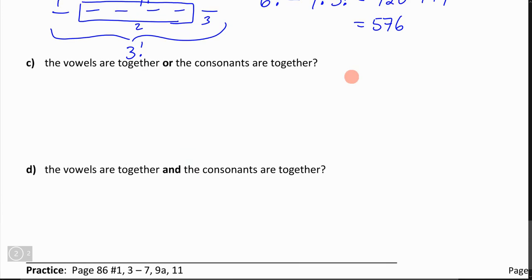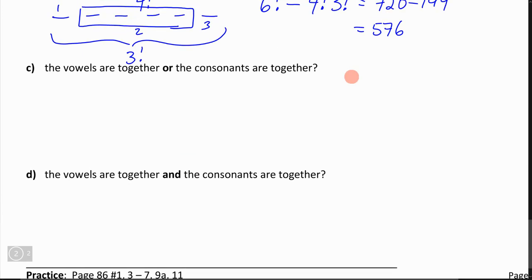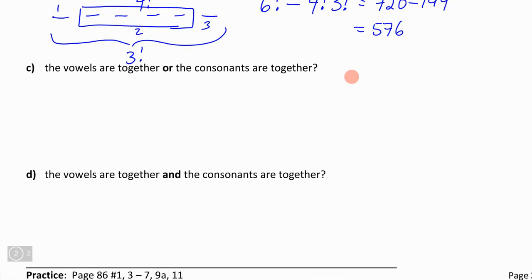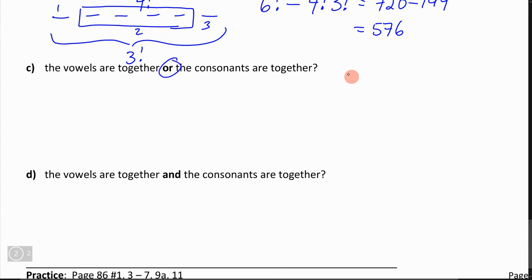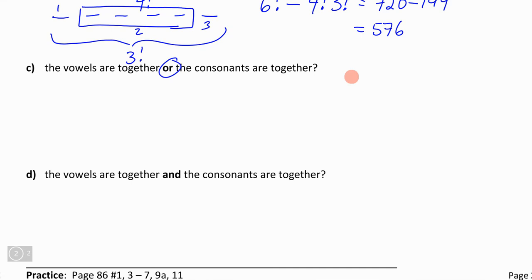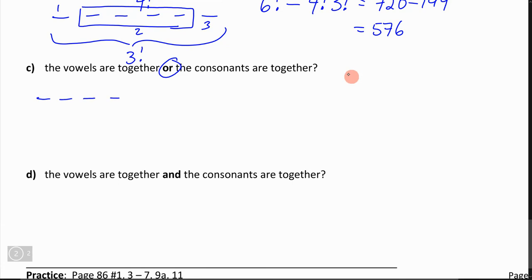Part C, the vowels are together or the consonants are together. A little bit different, so now it's or. So we're using the additive rule here again. When the vowels are together, I'm going to again write 1, 2, 3, 4, 5, 6. When the vowels are together, that's 2 factorial, and that leaves five units to find the arrangements of. So this is the two vowel case.